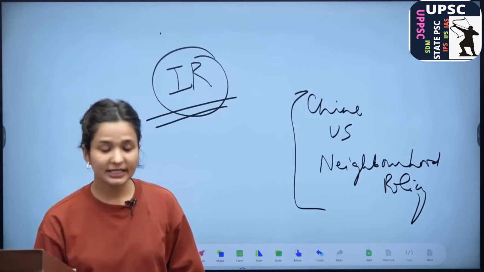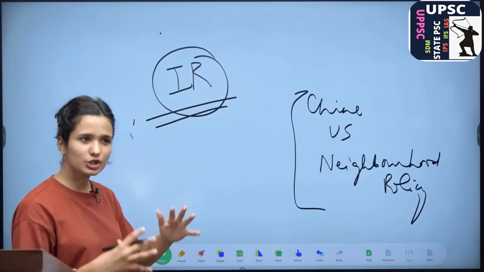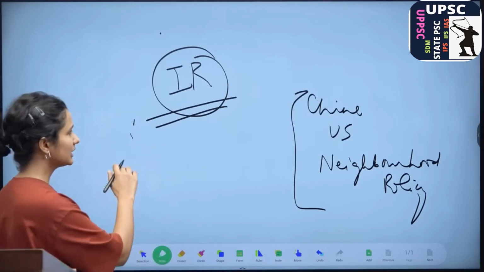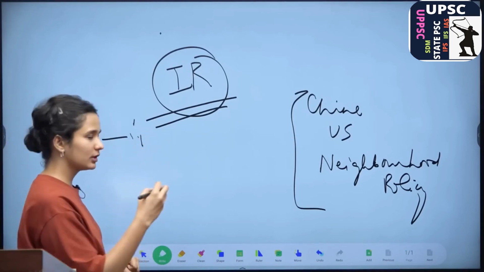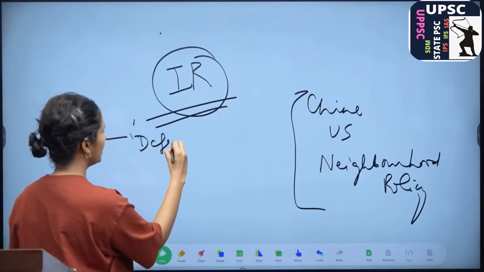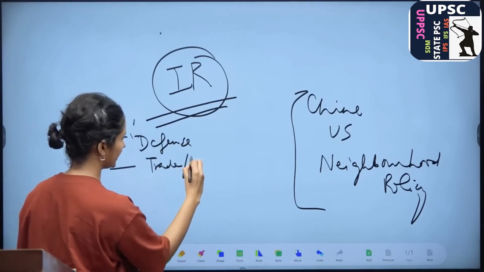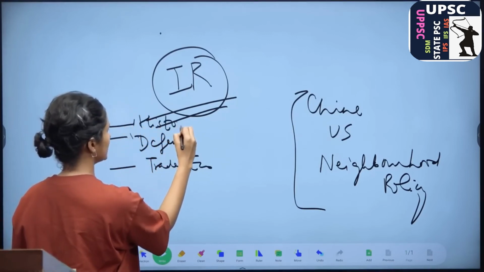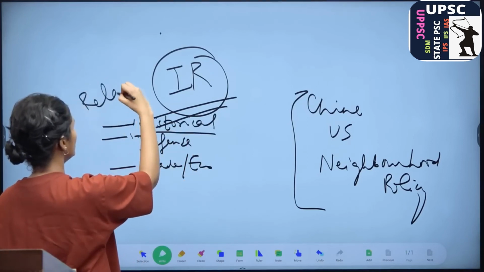Okay, so this is something that I did in terms of an IR answer, which is usually about cooperation and relations between two countries. With respect to that, there are certain headings in which I used to think. So these things that you can do before in terms of, say, defense or trade and economic ties, or even before that, historical ties.